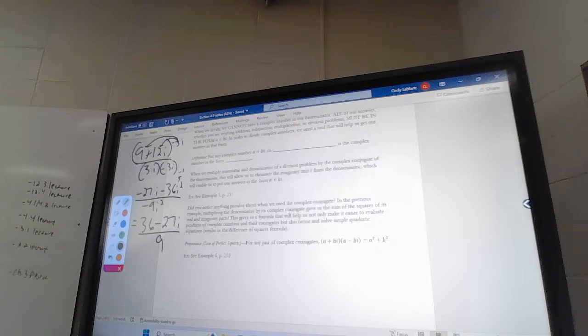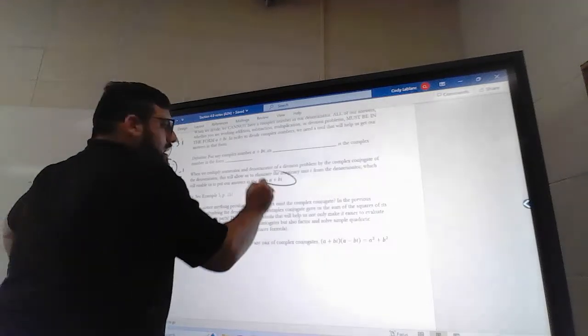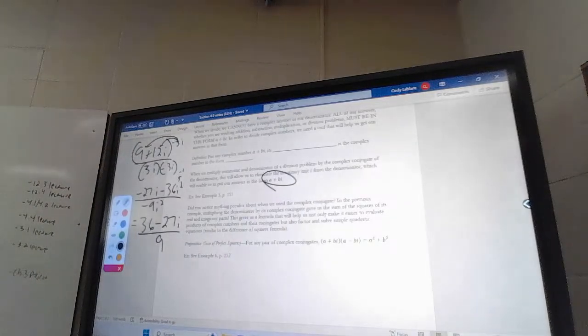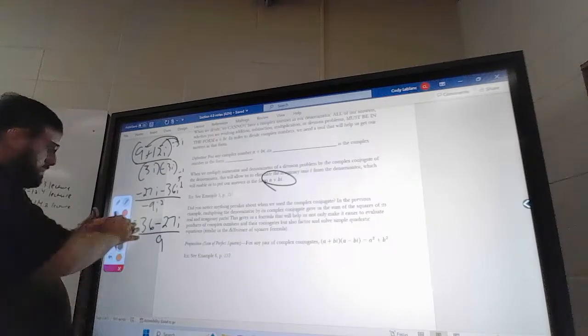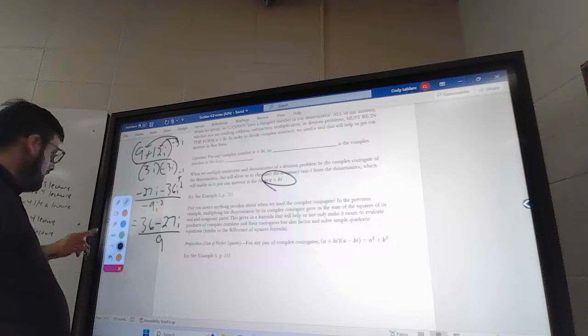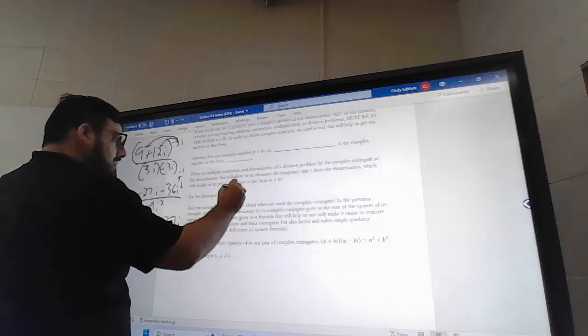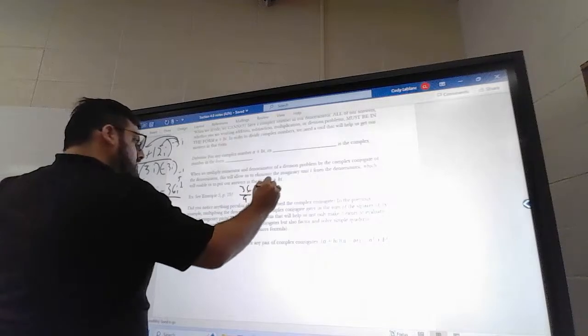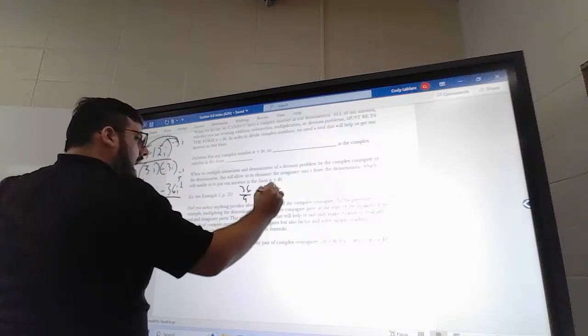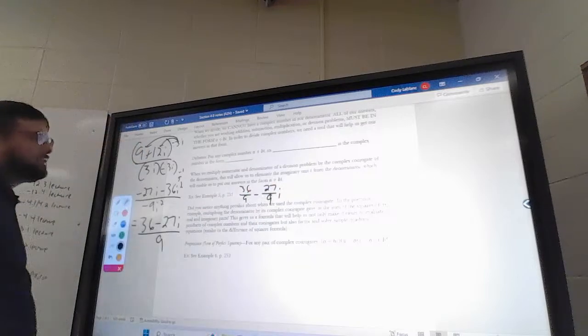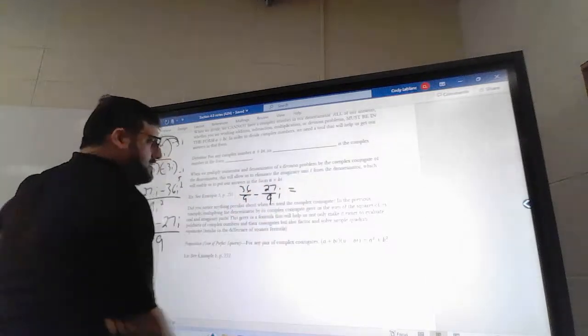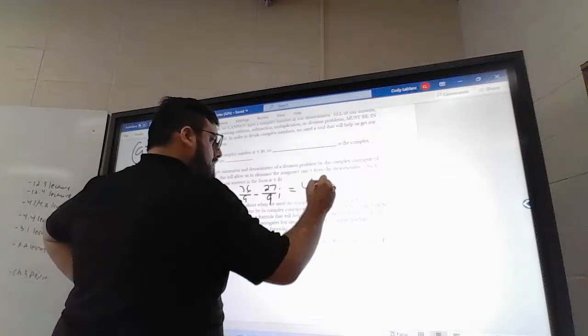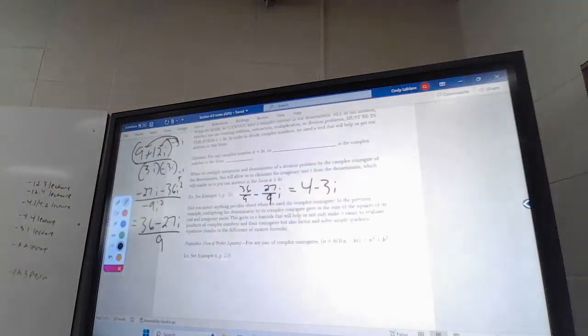Now I'm not quite done because remember, I want that form, a plus bi. So I'm going to separate these fractions and put them in this space here. 36 over 9 minus 27 over 9i. So I'm taking the i and moving it outside the fraction. And of course, I'm going to reduce those fractions. 36 over 9 is 4. 27 over 9 is 3. So 9 plus 12i over 3i is 4 minus 3i.